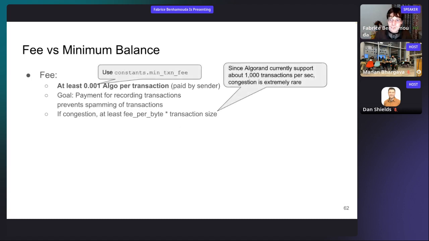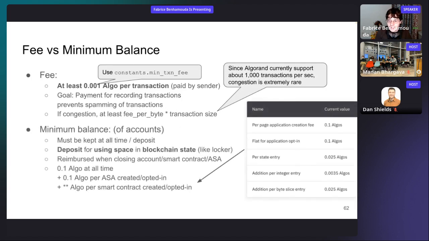One point, however, that makes Algorand different from other blockchains is that it supports about 1,000 transactions per second and even more very soon. So congestion is extremely rare. It has never happened, to my knowledge. Maybe it will someday, because hopefully blockchain will be used a lot, but at least in the past, it never happened.